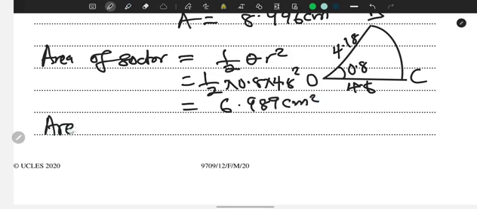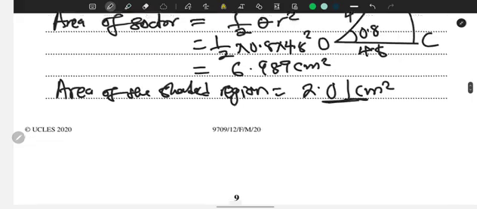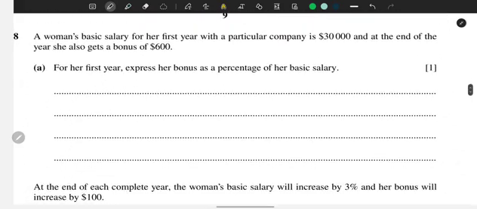Now, area of the shaded region, which is area of triangle minus area of sector. So when you do the calculation, that will give us 2.01 centimeters squared, and that is the result for that one. Okay, so let's move to the next question, which is question 8.